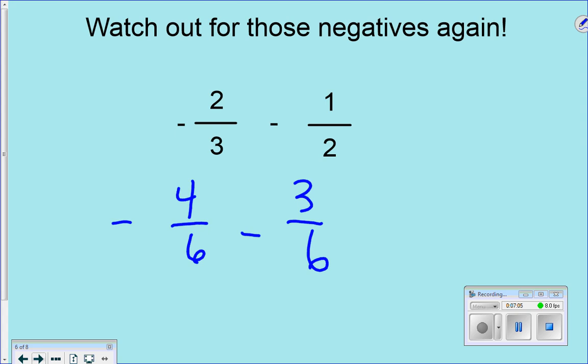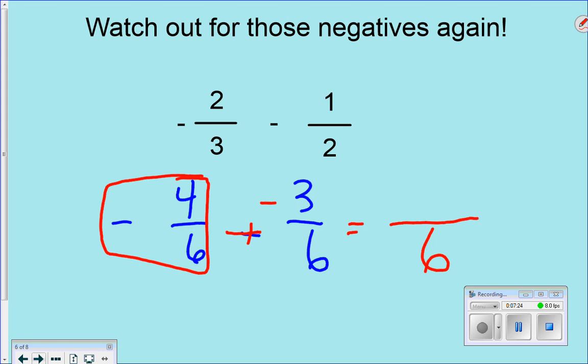Now what am I going to do? Henry. Yeah, how did you know I had to do that? And there's a negative. So I'm going to keep this, and then what am I going to do? Change this, and then change this. So then I get 6, and then I have -4 plus -3, -7. Don't forget your signs.